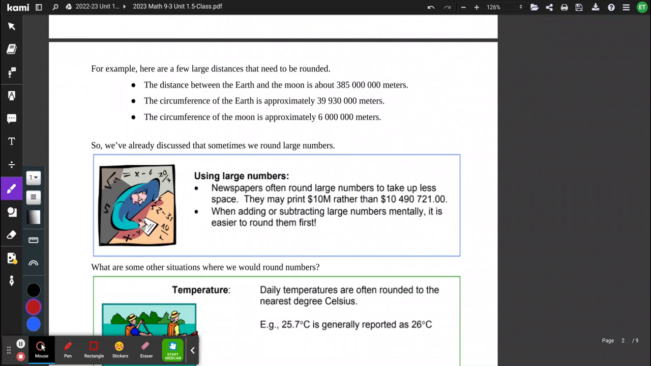So the distance between the Earth and the moon. Well, do we know exactly how far it is? Well, do we have somebody standing on the moon with a measuring tape and somebody on the Earth with a measuring tape? No. Okay, they are approximating, and approximating means rounding or estimating. So they are estimating how far it is. So they're saying it is 385 million. These are in the millions. Million meters. That's how many million meters it is.